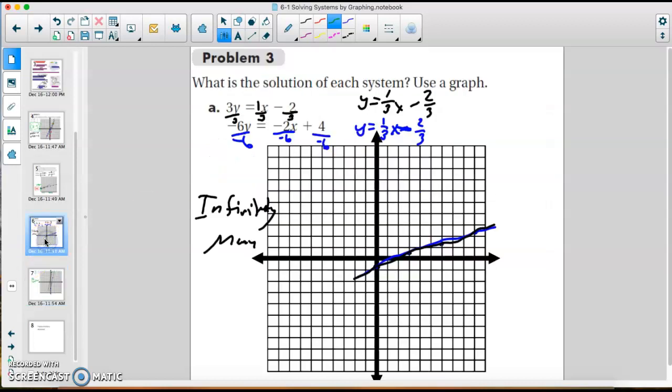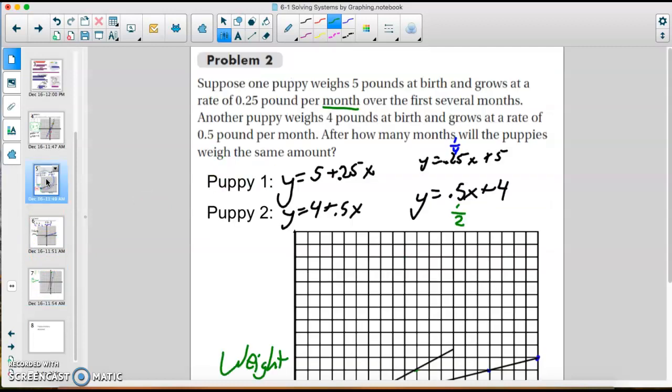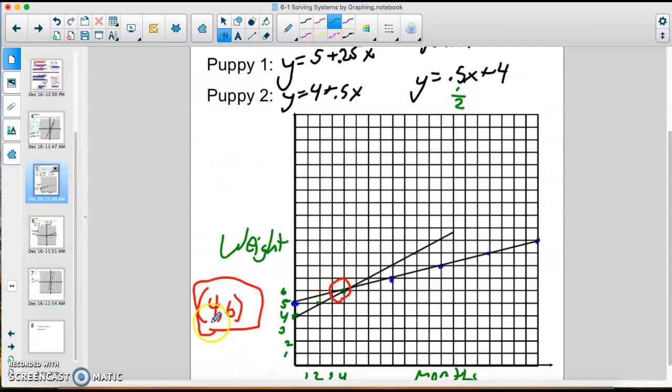All right, so if they're the same exact line, you have infinitely many solutions. If they're parallel, you have no solution. If they intersect, you have one solution. That's section 1.